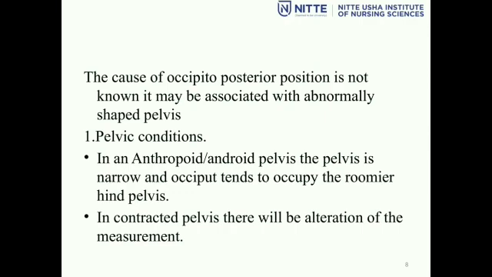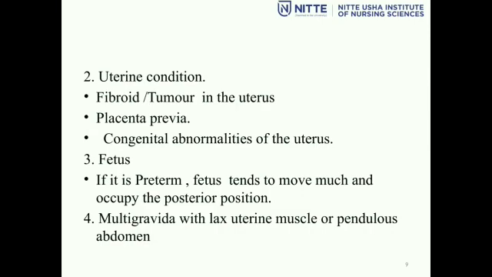Now we will see the etiological factors associated with occipitoposterior. The exact cause is unknown, but the predisposing factors are: one is the pelvic shape, that is, android or anthropoid pelvis more commonly favors occipitoposterior. Similarly, in a contracted pelvis, when the diameters of the pelvis are less than normal, chances are more in favor of occipitoposterior. Various other causes are uterine conditions, which may be a low-lying placenta, or any congenital malformations of the uterus, or any fibroid or tumors of the uterus.